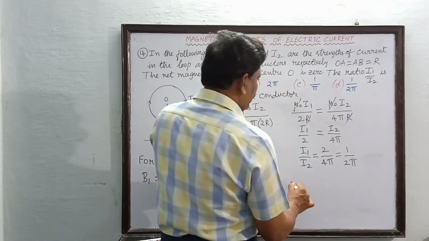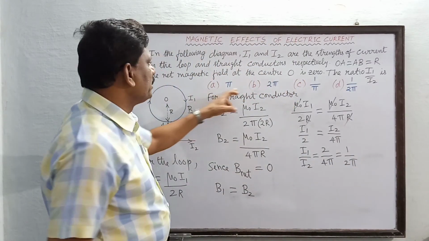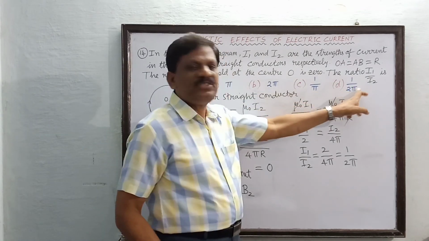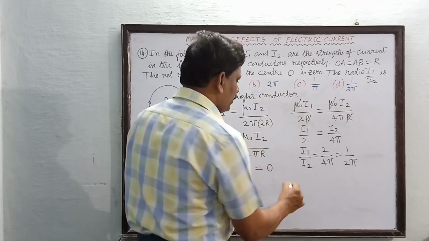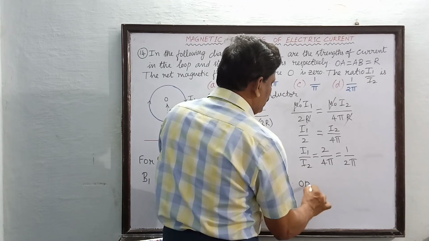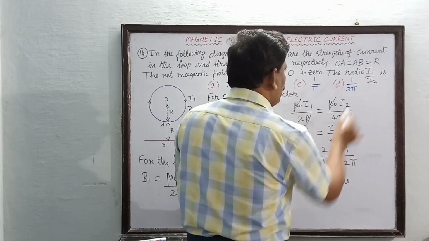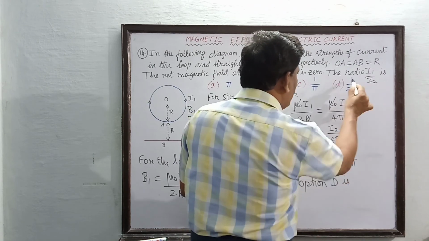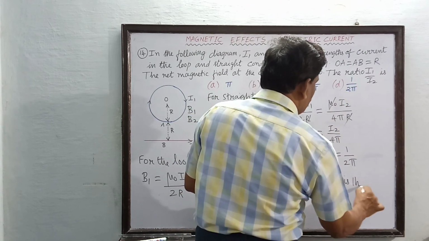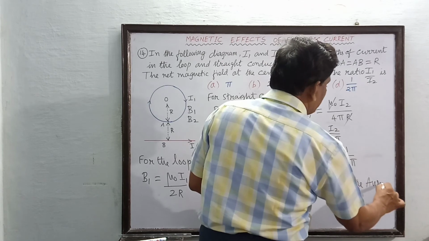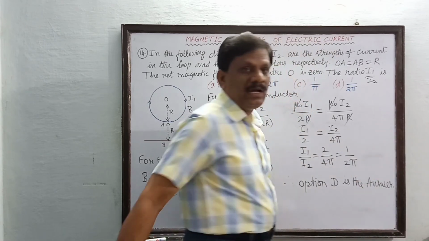So which of the four options are we getting? You see, option D is 1 divided by 2 pi. Therefore, option D is the correct answer. That is I1 by I2 is equal to 1 divided by 2 pi. So that is the answer. I hope you have understood.